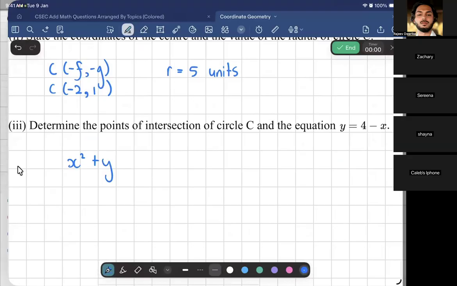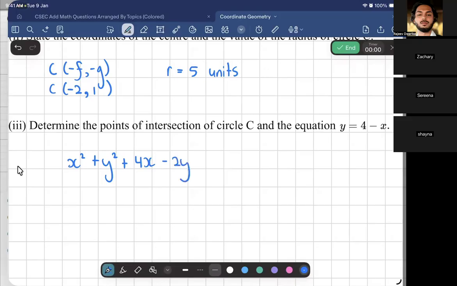So what's the first equation? What's the equation of the circle? Tell me fast. So it is x squared plus y squared plus 4x minus 2y minus 20 is equal to 0. Call that equation 1.